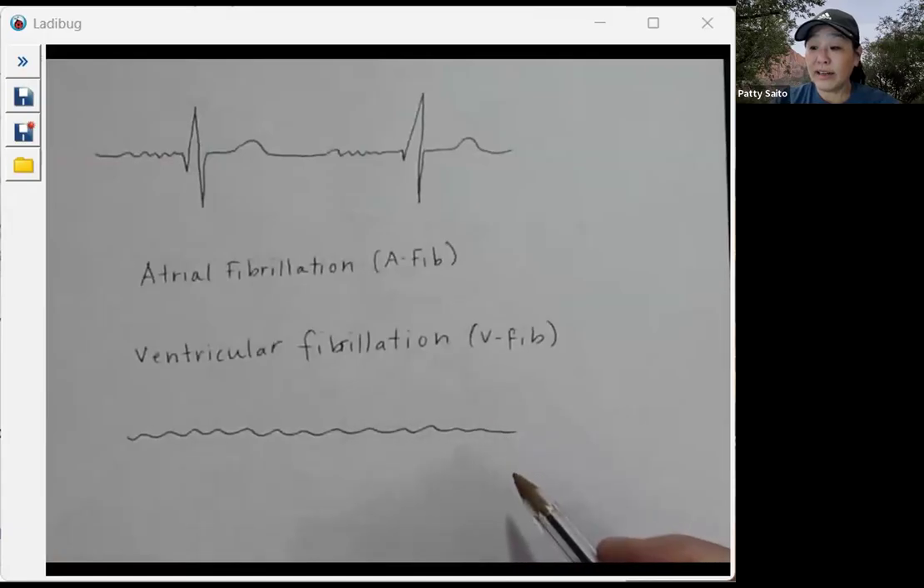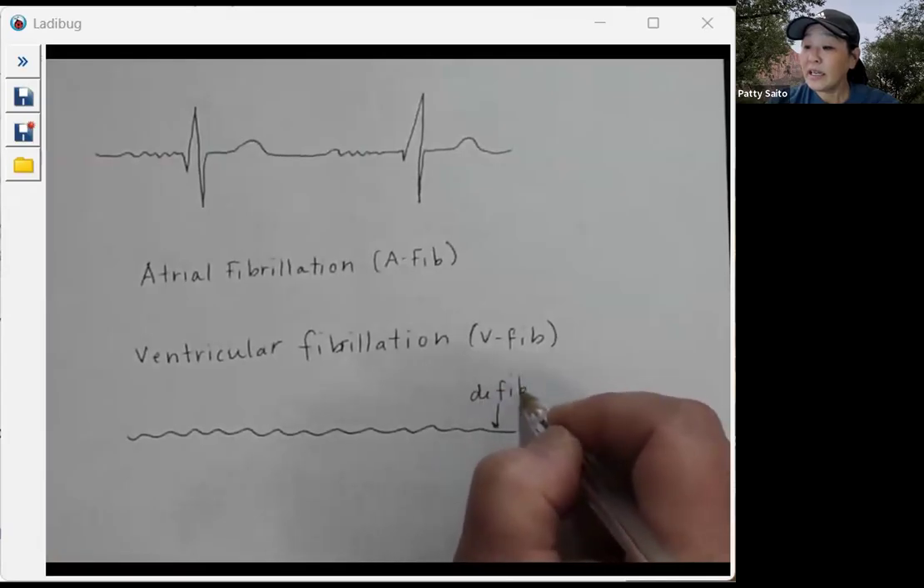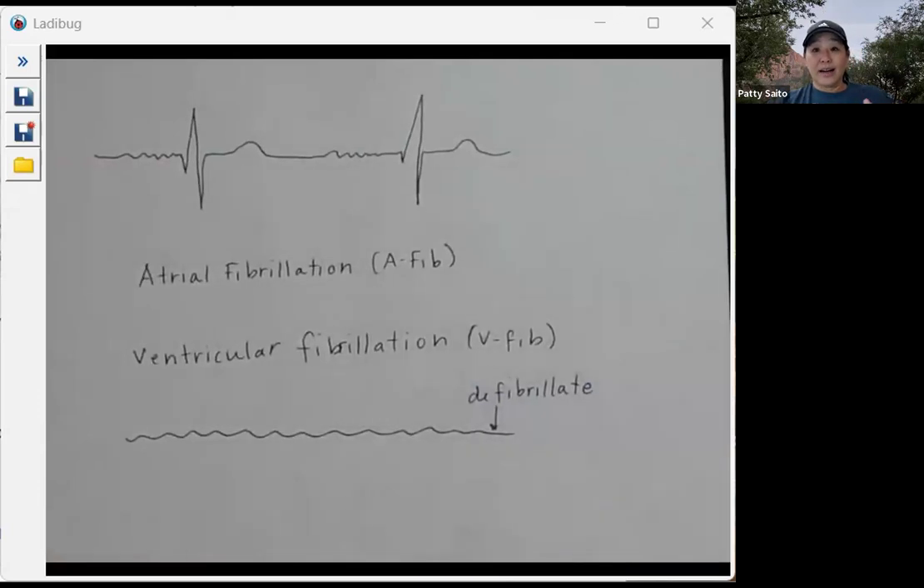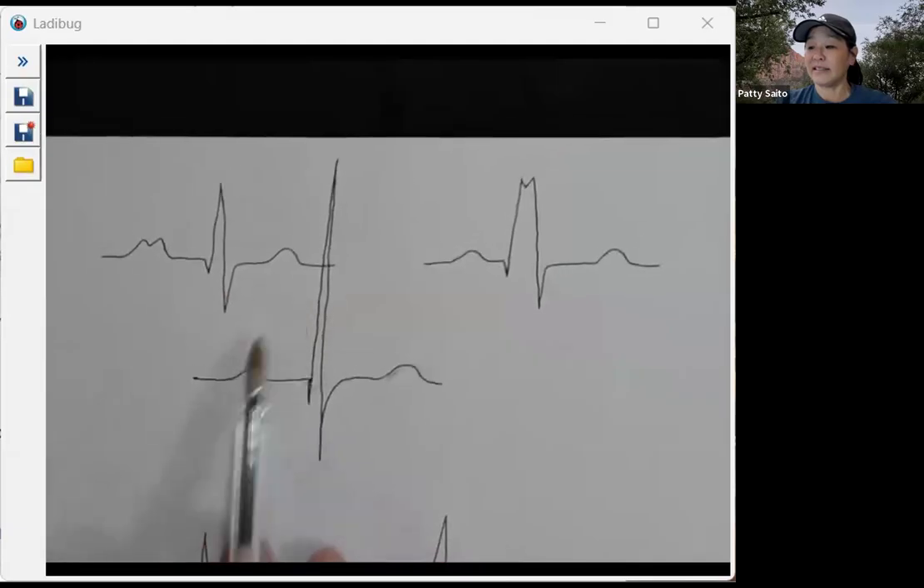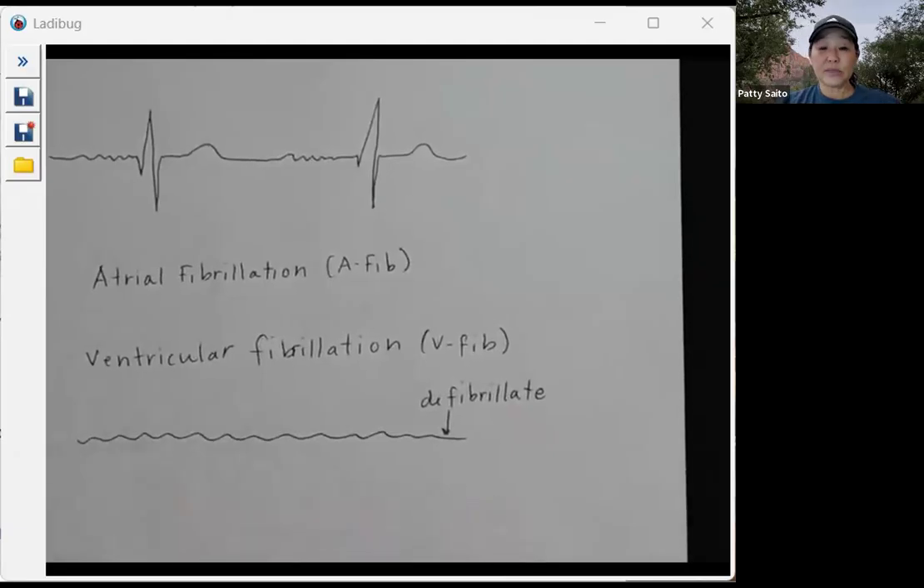So what do you do here? It's time to get out the paddles and you defibrillate. What they're doing is applying a very strong electrical current to shock the heart to get the SA node back in control. If they give a huge volt of electricity all at once, boom, hopefully the SA node will take over and again create the normal sinus rhythm, they call it. So fibrillation is bad and you defibrillate to take care of that.